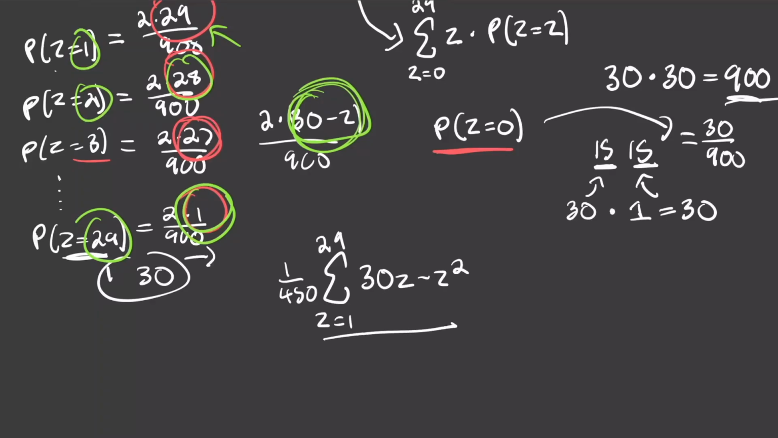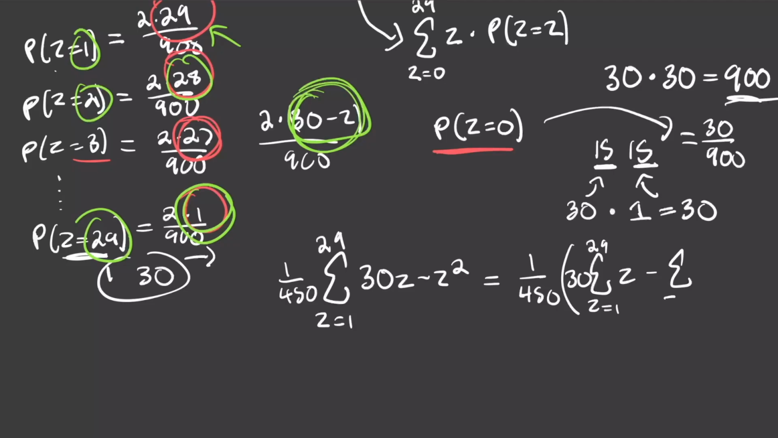Now I can split this up into two different sums. So I'm going to have 1 on 450 all times the sum from z equals 1 to 29. I can just pull a constant of 30 out front here. So 30 times z and then minus the sum from z equals 1 to 29 of z squared. Now from QP65, we know the series summation formulas for both z and z squared when we're just dealing with the first n natural numbers from 1 all the way up to 29 in this case.